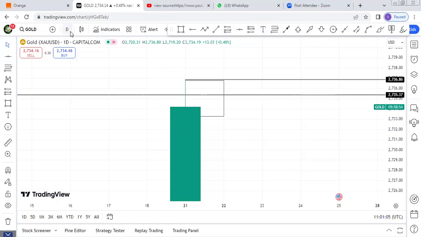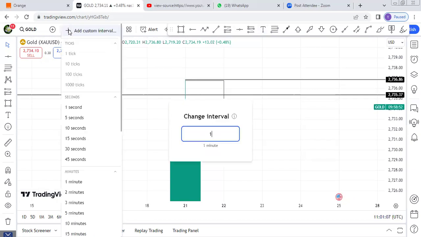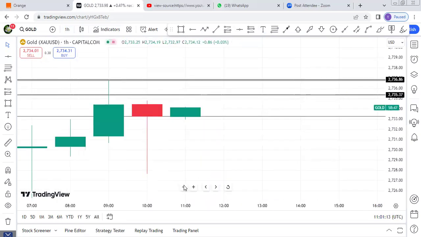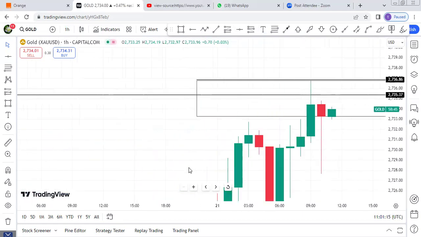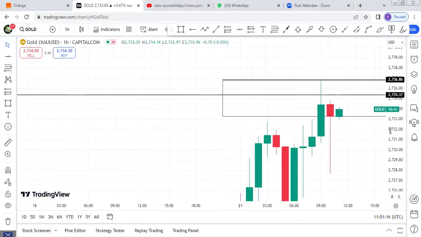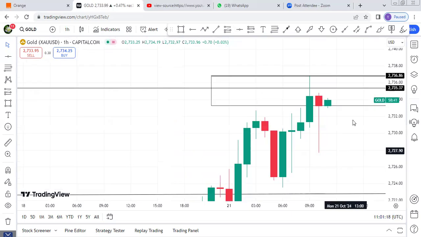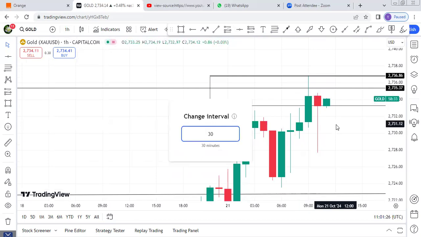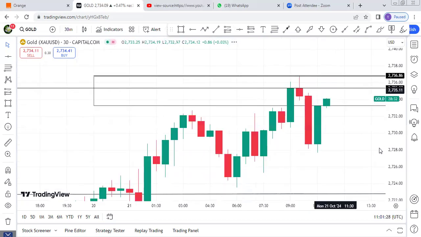Now, let's go to the 1 hour time frame. We want to look at the 1 hour time frame and see what it has. So on the 1 hour time frame, we have a week as well. But we want to see this market coming to this week. Let's go to the 30 minutes time frame. We want to see this market coming to this week.